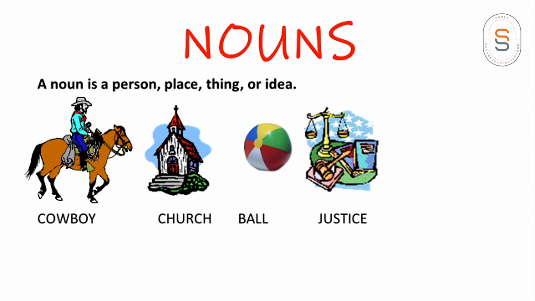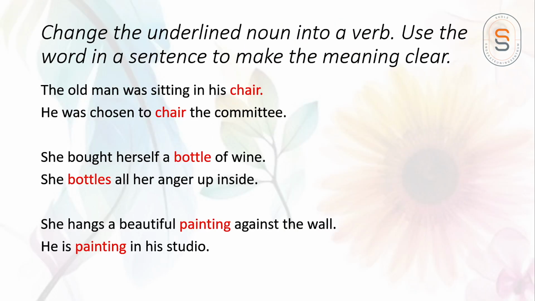The more difficult way to ask it is to say, change the underlined noun into a verb, and use the word in a sentence to make the meaning clear. They give you the sentence, the old man was sitting in his chair, and they underlined the word chair. So now you must take that noun and change it into a verb and use it in a sentence. So that's the more difficult way to ask it of you in a language paper.